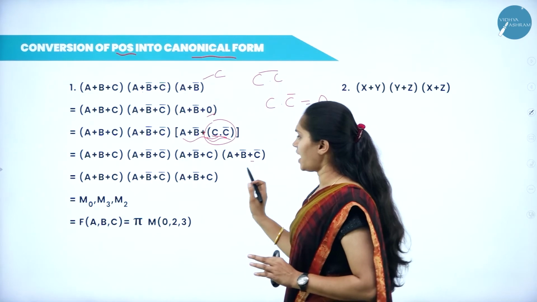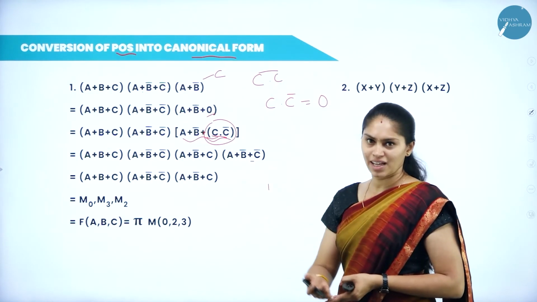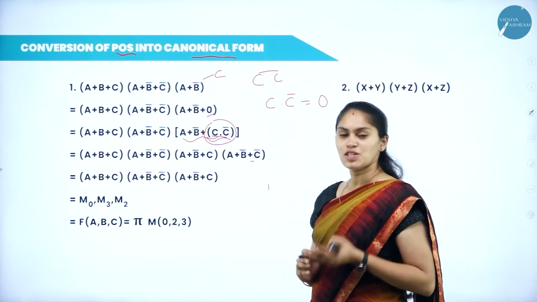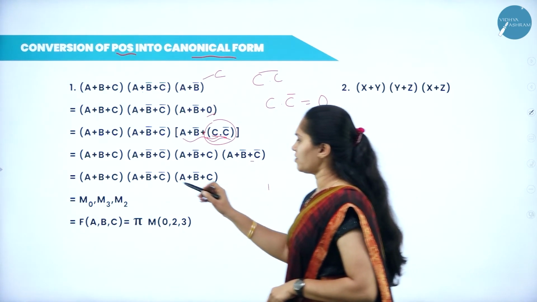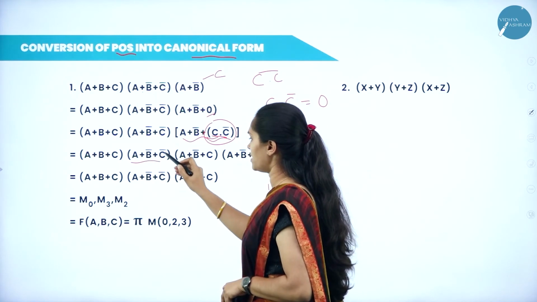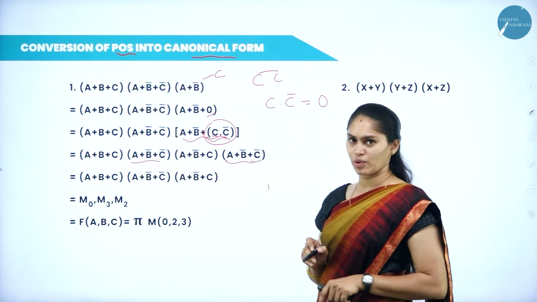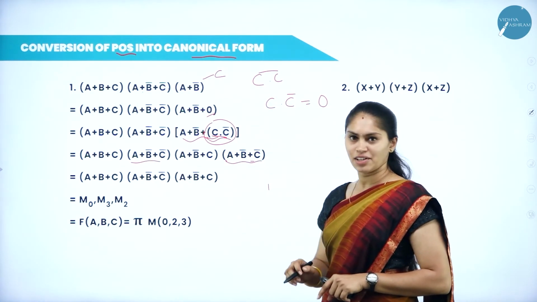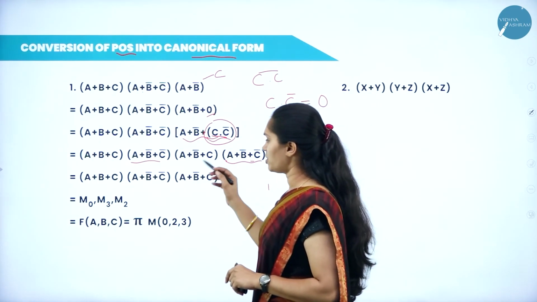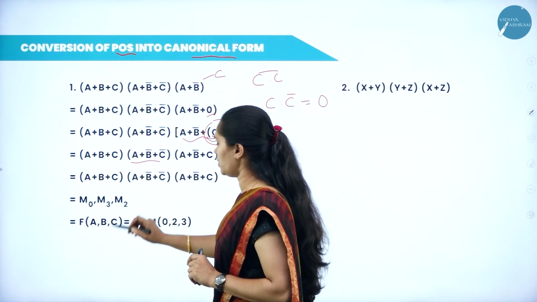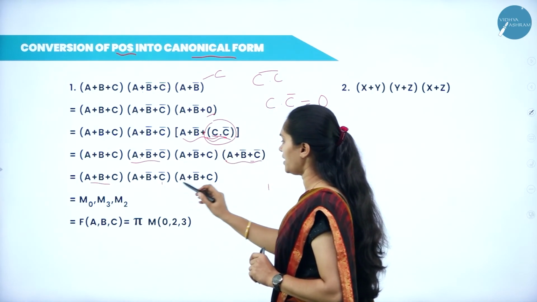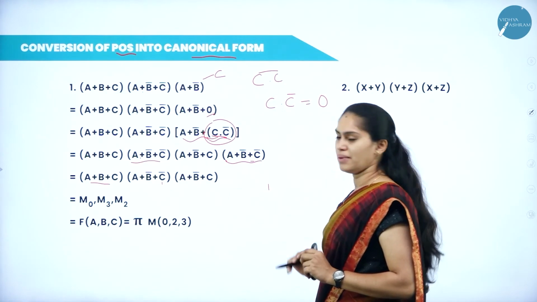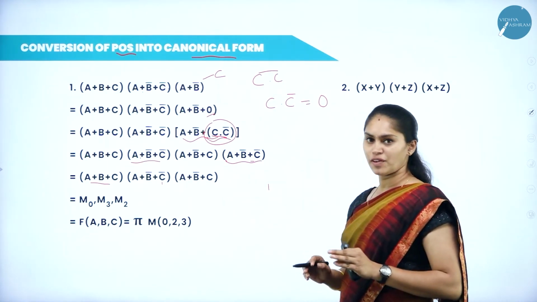After that, we have to check, do we have any repetitive variable here? We can observe that A plus B bar plus C bar is repeated. So we have to write that only one time instead of writing it twice. So that includes A plus B plus C and A plus B bar plus C bar into A plus B bar plus C. So now we have to find the max term.